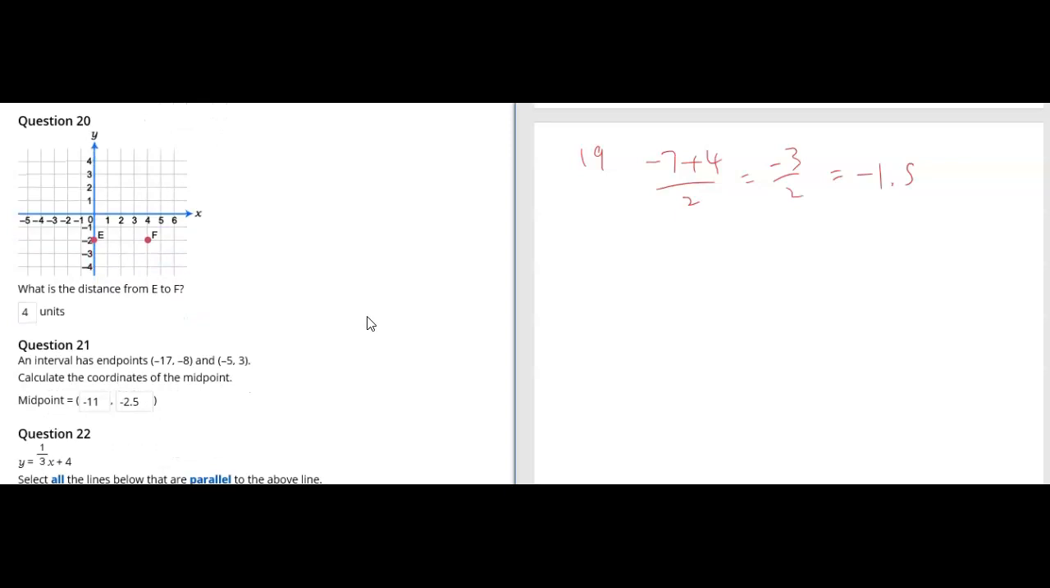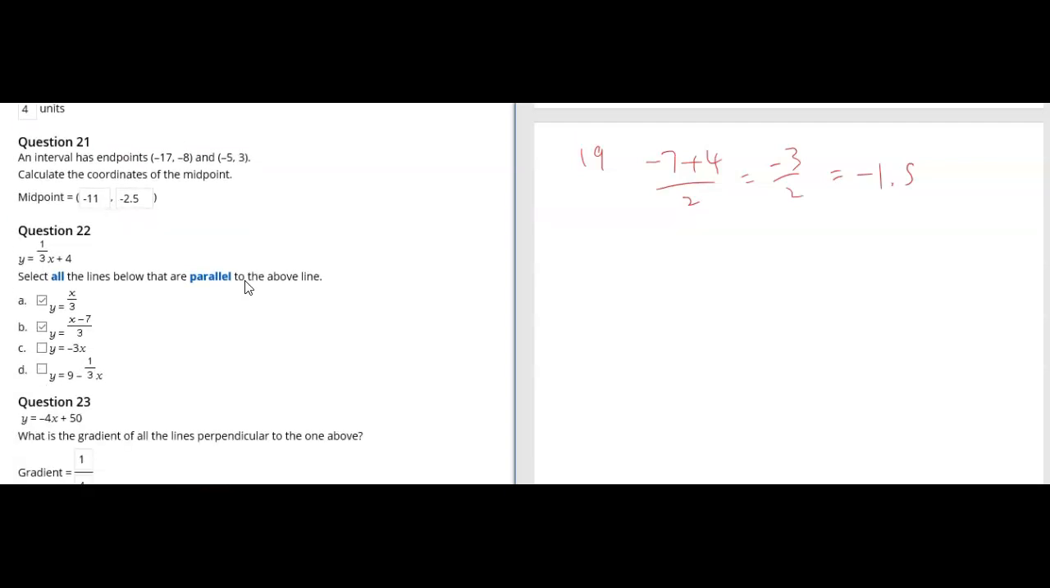All right, question 20. What is the distance from E to F? Okay, you can read that straight from your graph. So I've got 1, 2, 3, 4 units. Question 21. An interval has endpoints (negative 17, negative 8) and (negative 3, 3). Calculate the coordinates of the midpoint. So this is where you would need to actually use the midpoint formula. So I'm going to just write those 2 points down.